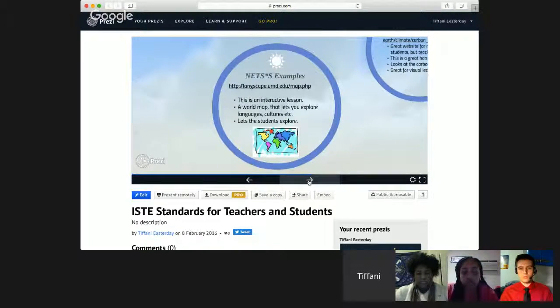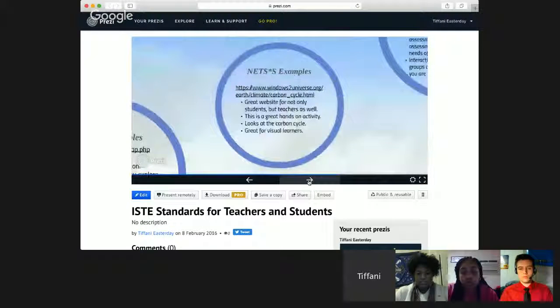And lastly, this one was a great website for not only students but teachers as well. They had a student side and a teacher side, which I thought was very cool. It's great hands-on activity. It looks at the carbon cycle, and it's great for visual learners as well.